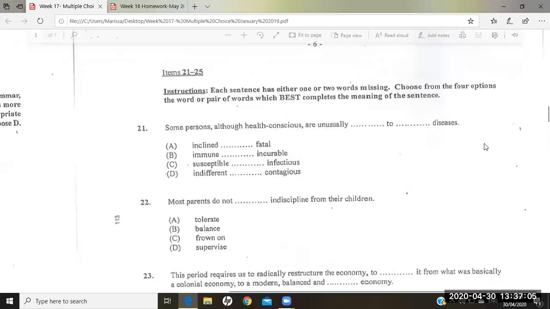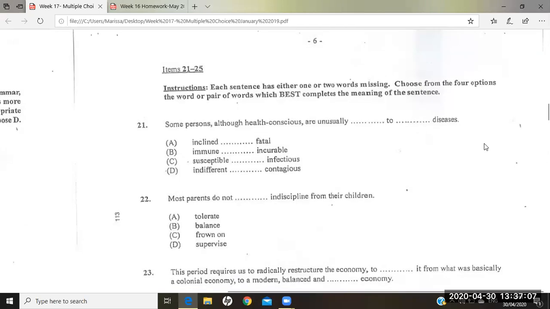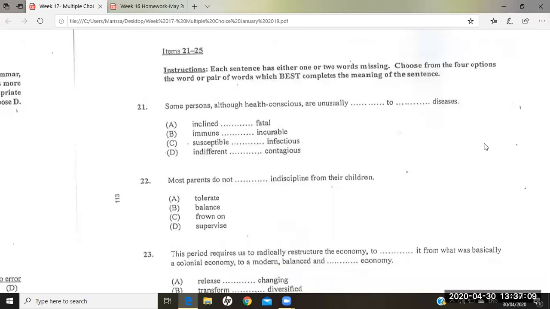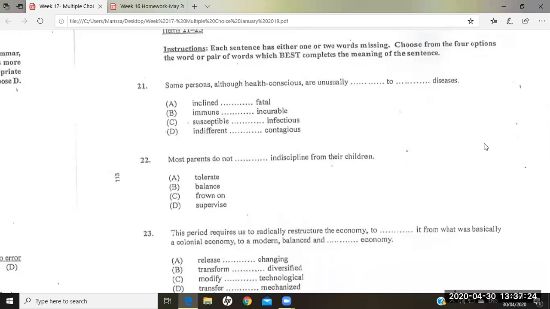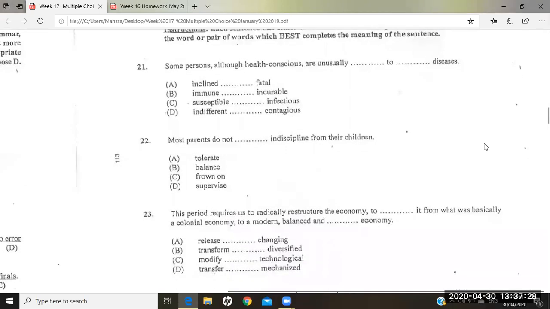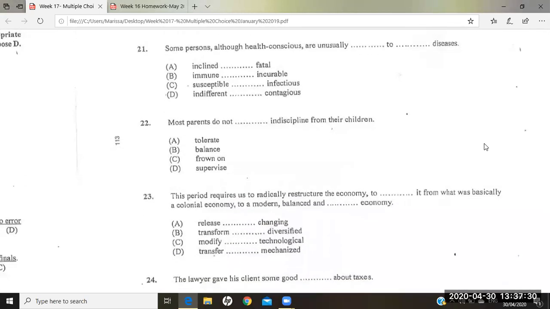So we have items 21 to 25, and it says each sentence has either one or two words missing. Choose from the four options the word or pair of words which best completes the meaning of the sentences. So this is called the sentence completion section, where you have to read the sentences and try to find the best word or pair of words that complete the sentence for it to make sense. So 21 to 25.